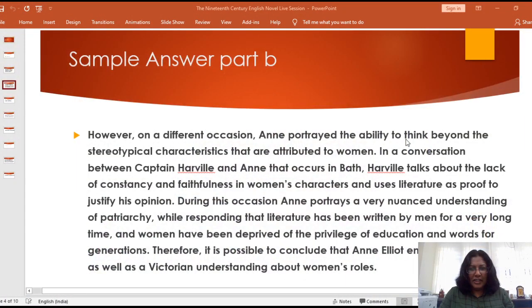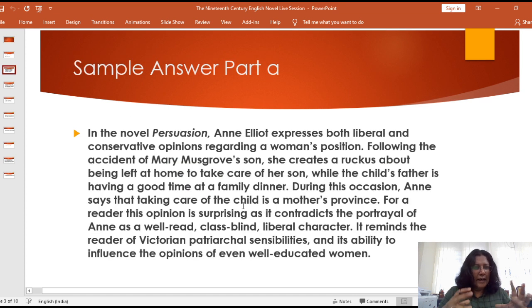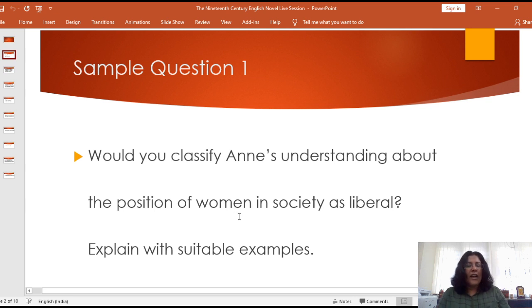If you look closely at these two paragraphs, you can see how very clearly the student has structured her arguments. In the very first line of that first paragraph, she says, in the novel Persuasion, Anne Elliot expresses both liberal and conservative opinions regarding a woman's position. You can see that that statement is responding to this question of whether Anne is liberal or not. So the answer is Anne is liberal as well as conservative.